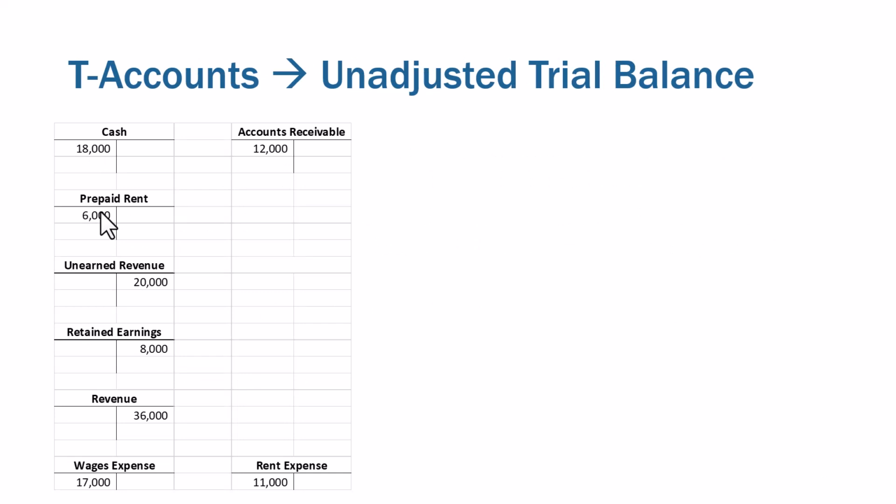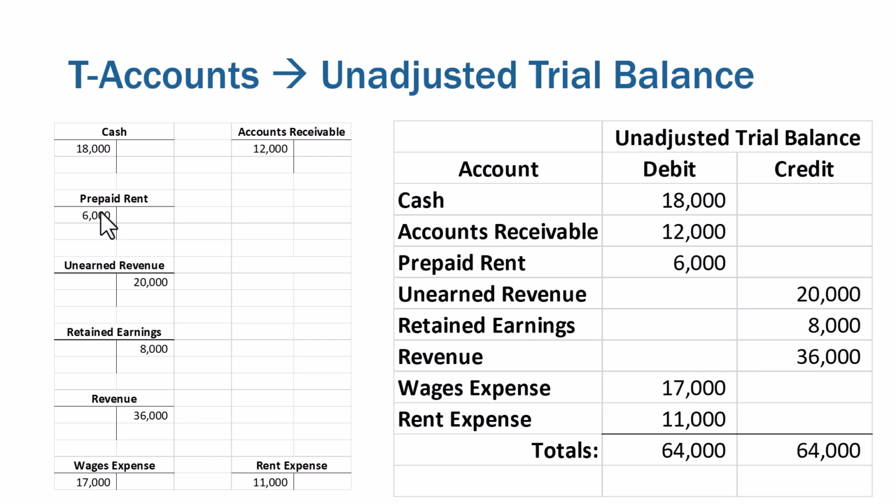We're going to say that a company has been around for a while, and these are its T accounts. And these are the balances in the T accounts after the regular journal entries have been done. We then will just take those balances and put those into an unadjusted trial balance. Debits go in a debits column on the left, credits in a credit column on the right. And we see that debits equal credits at the bottom.